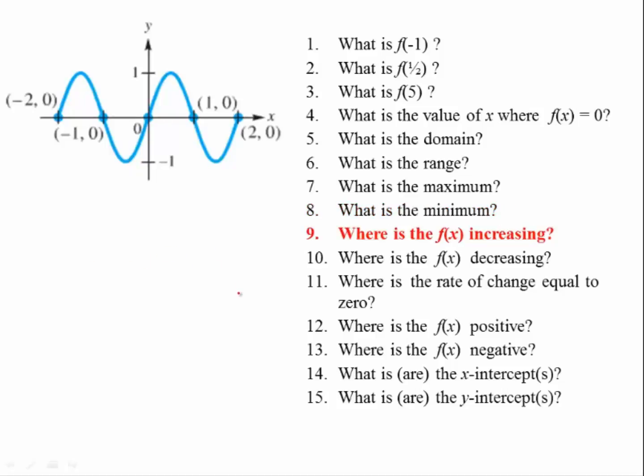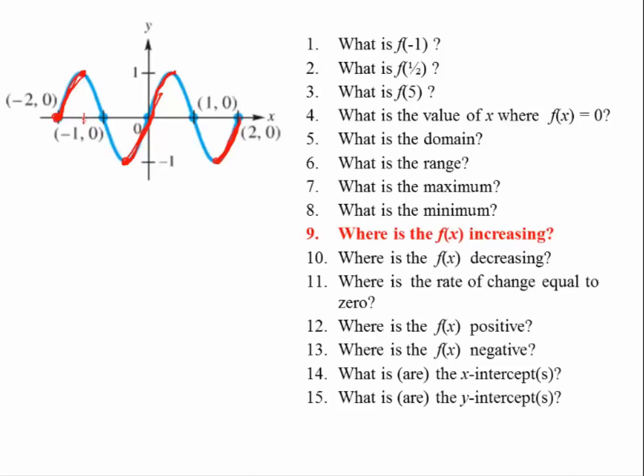Number 9, where is f of x increasing? That means where on this graph is the slope positive. If we begin at our endpoint here, from here to this point, this has a positive slope. So f of x is increasing. This is decreasing from this point up to the peak. This is an increasing slope. From this point to the end point, this is increasing. So we have three sections where f of x is increasing.